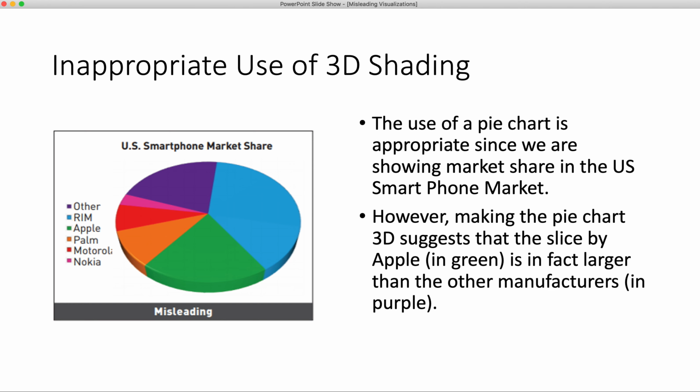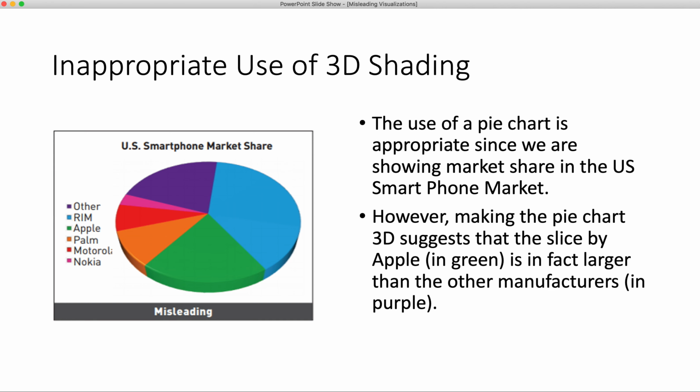Another one that I liked a lot as an example of a misleading visualization is the inappropriate use of 3D shading. The use of a pie chart in this case is appropriate because we're showing market share in the US smartphone market. That is, we're trying to show how the US smartphone market is made up of different slices, namely the market share of each manufacturer. However, a 3D pie chart suggests that the slice in green, which is Apple, is larger than the slice in purple, which is other manufacturers. Whereas in fact, when you look at the underlying data, you will see that Apple had 20% of the market share and the other manufacturers had 21%. In other words, the market share of the other manufacturers was slightly larger than Apple, even though this chart suggests that Apple is larger than the others.